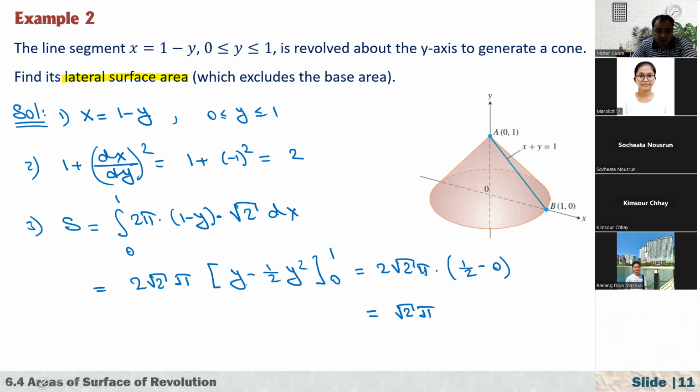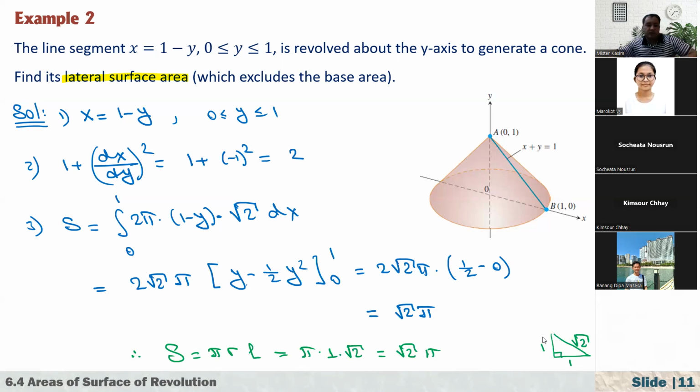And also the usual way, how do you find the surface area? If you remember, the surface area is equal to pi r L, right? In the beginning of the chapter, we mentioned this. Pi times what is this radius? Radius is equal to 1. And if it is 1 and 1, using the Pythagorean theorem, the hypotenuse should be equal to square root of 2. So this slant height is equal to square root of 2. That's equal to square root of 2 pi. So both things actually agree with each other.